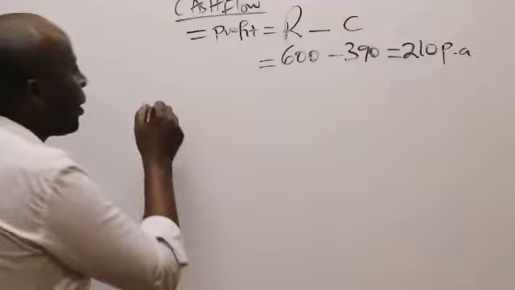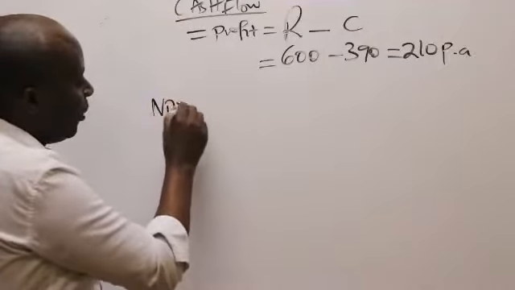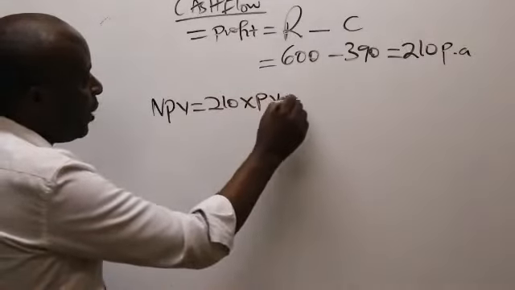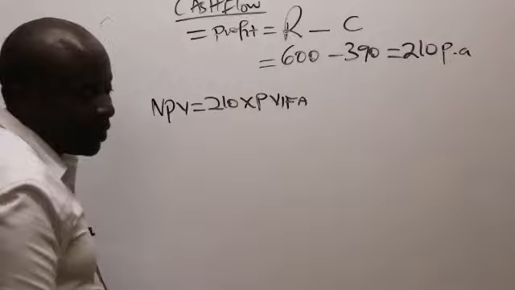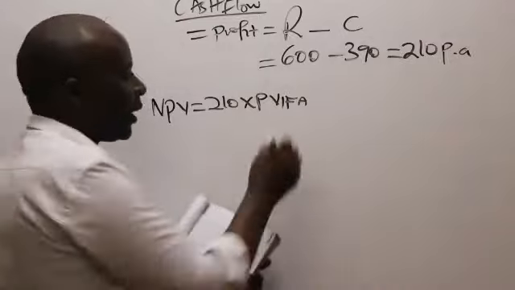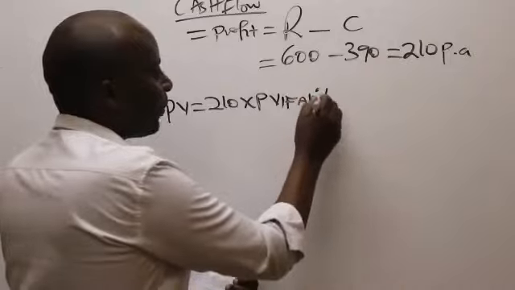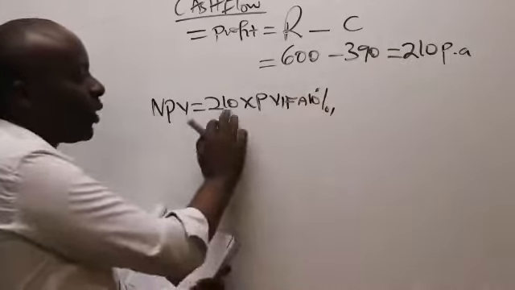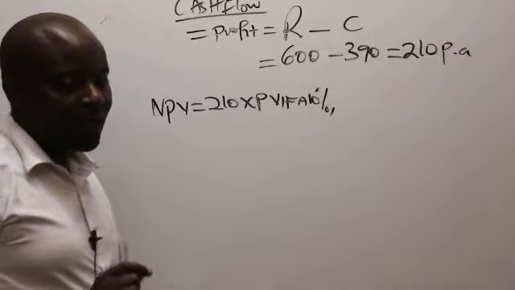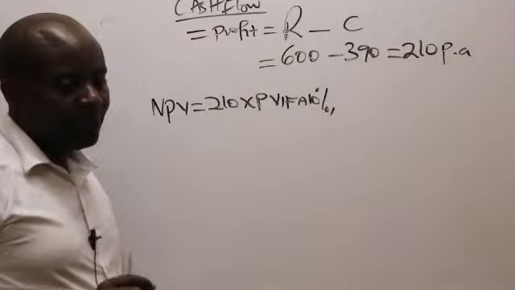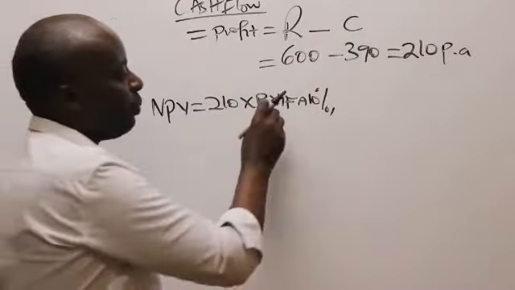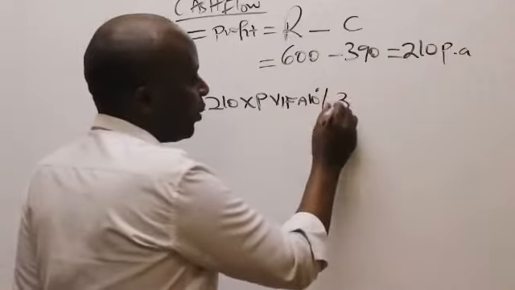And therefore, my net present value will be the 210 times PVFA. This one here has to be multiplied with the PVFA for discounting purposes. So the cost of capital, they have told us, is 10%. How many years are we going to enjoy this 210? 3 years. So PVFA for 10%, 3 years.